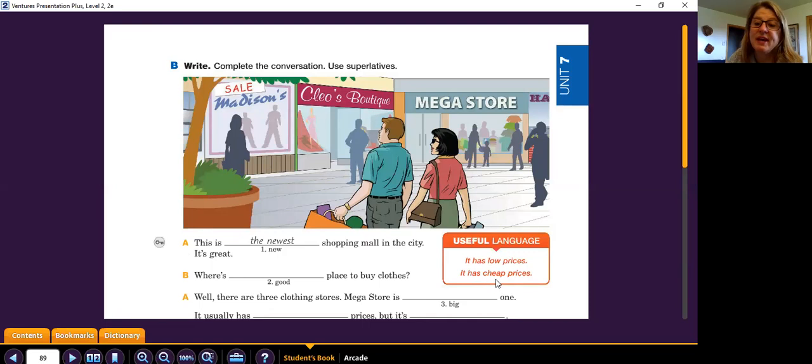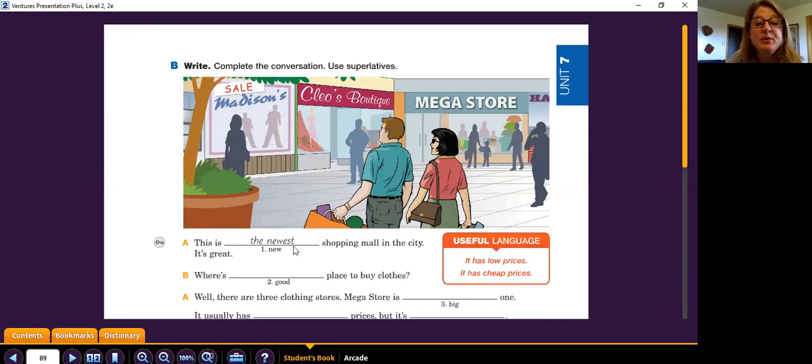I like to say inexpensive prices versus cheap. I don't know. Sometimes I just think cheap means that something is not made well and it's kind of like not a really good product. But you could also use inexpensive. Okay, here we go.